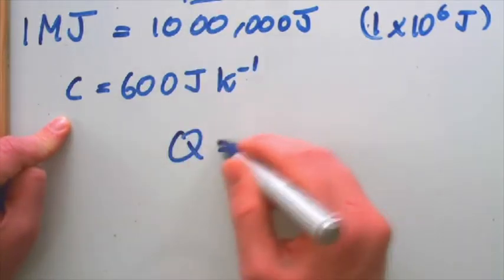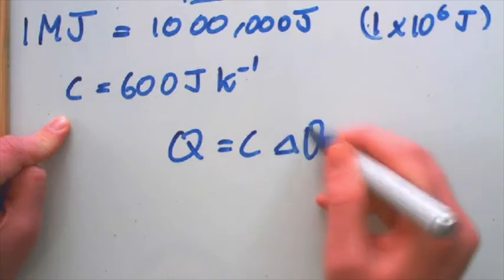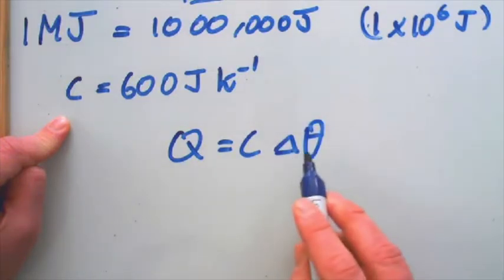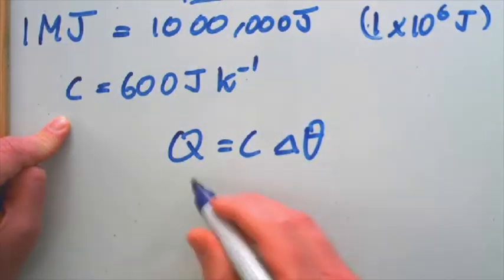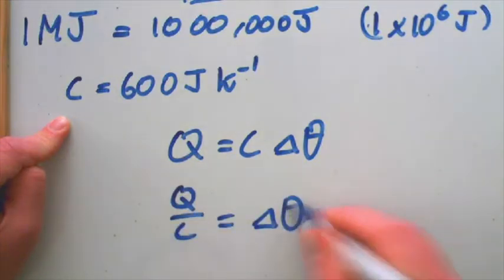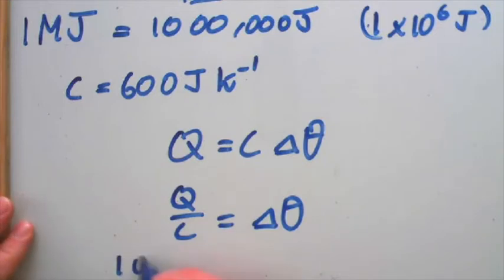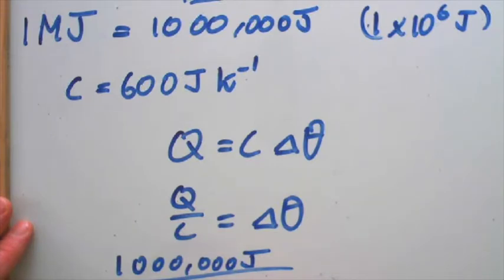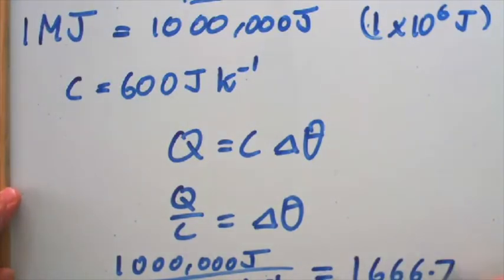We have Q is equal to C times the change in temperature. And we're looking for the change in temperature, so let's divide both sides by C. So Q over C is equal to the change in temperature. That means 1,000,000 joules divided by the heat capacity, which is 600 joules per Kelvin, will give us our change in temperature. That works out as 1666.7 Kelvin.